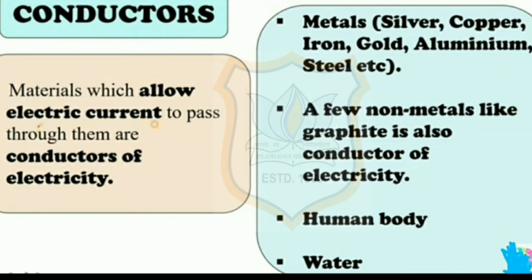Conductors. Materials which allow electric current to pass through them are conductors of electricity. For example, metals like silver, copper, iron, gold, aluminium, steel, etc. A few non-metals like graphite are also conductors of electricity. The human body and water are some examples of conductors.